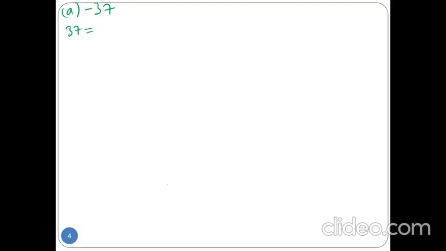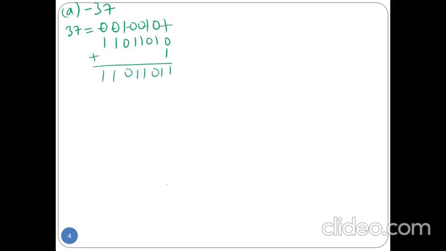So the binary representation for positive 37 in 8 bits is 00100101. You can come up with this by using the division method that we have seen several times. And now to get the negative 37, just compute its 2's complement. So flip the bits, zeros become ones, ones become zeros. Now forget the original number and simply add a 1 to the flipped version, so you get 11011011. So this is your minus 37 basically.